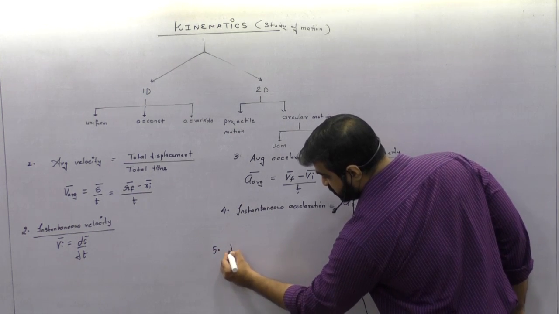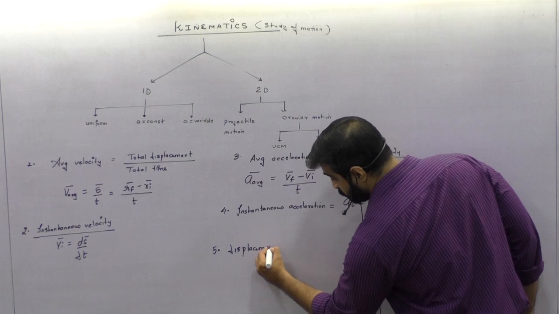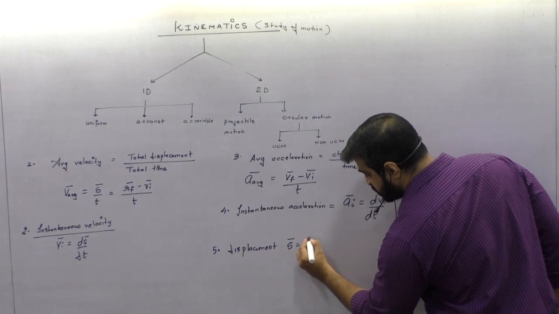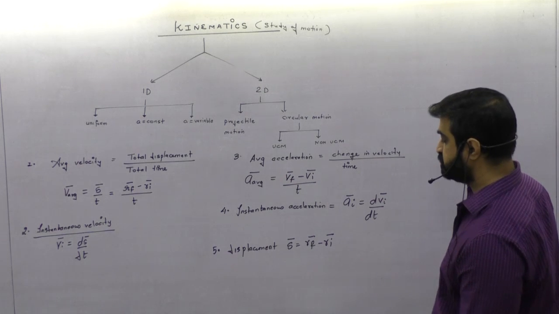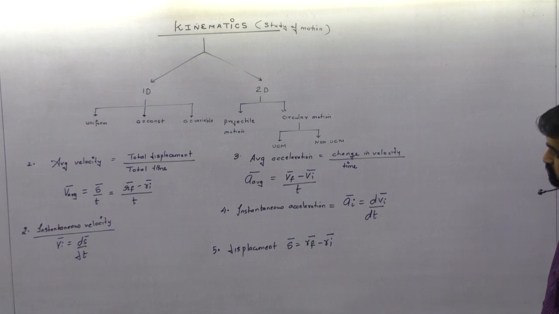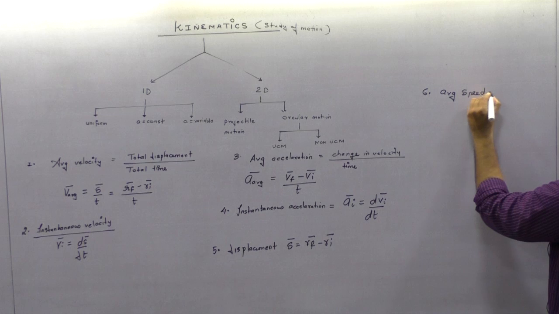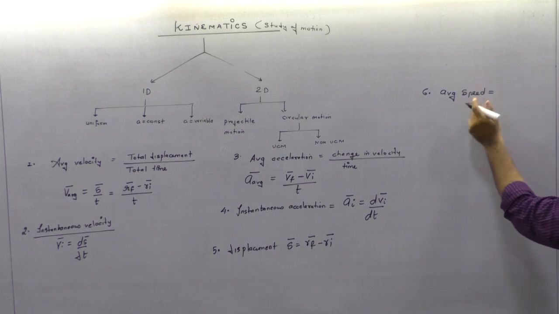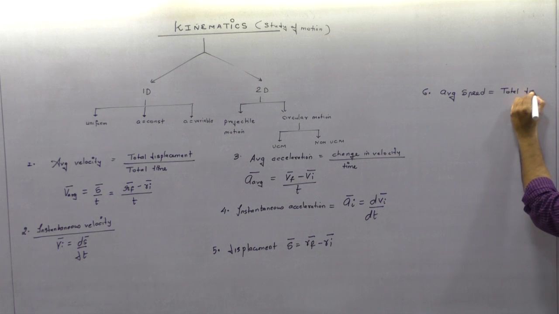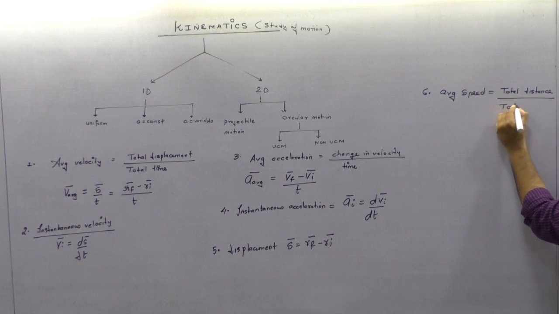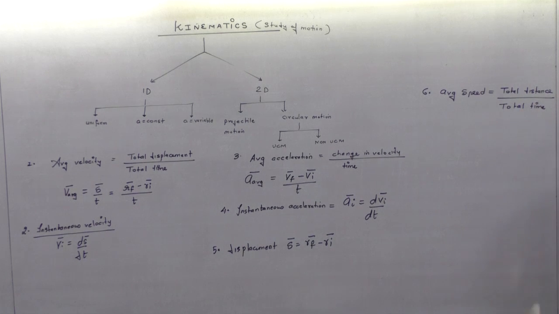Fifth one, displacement is S bar, which will be final position vector minus initial position vector, which I told you first only. Sixth formula is average speed. Can you tell me what is the formula for average speed? This is a scalar quantity. It will be total distance upon total time.